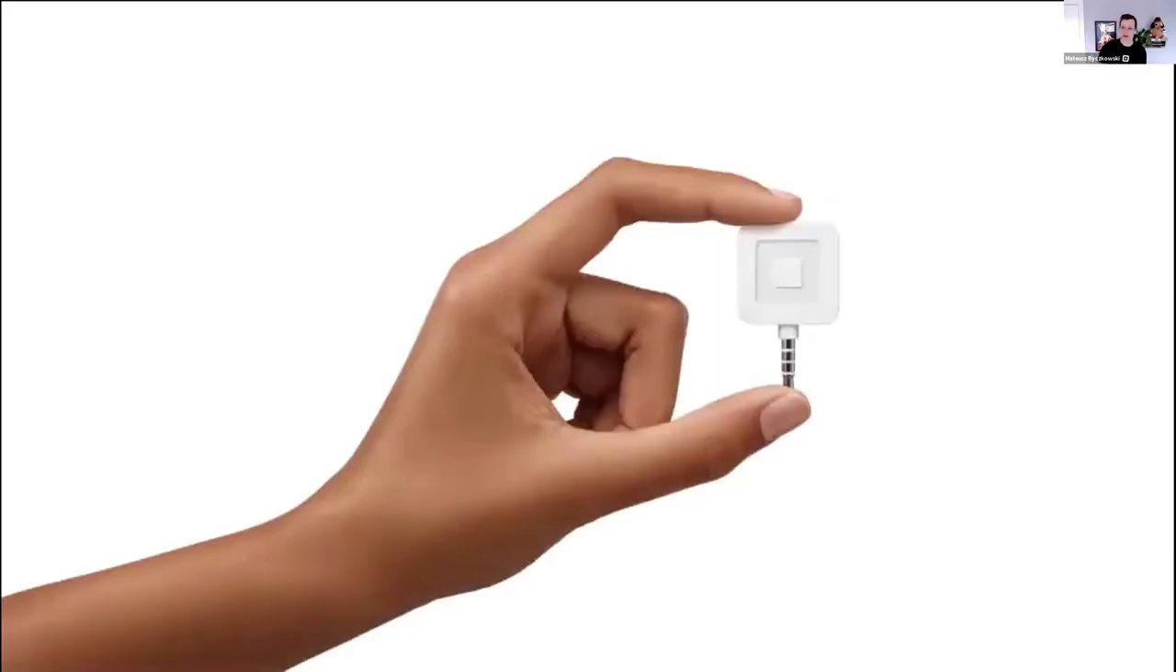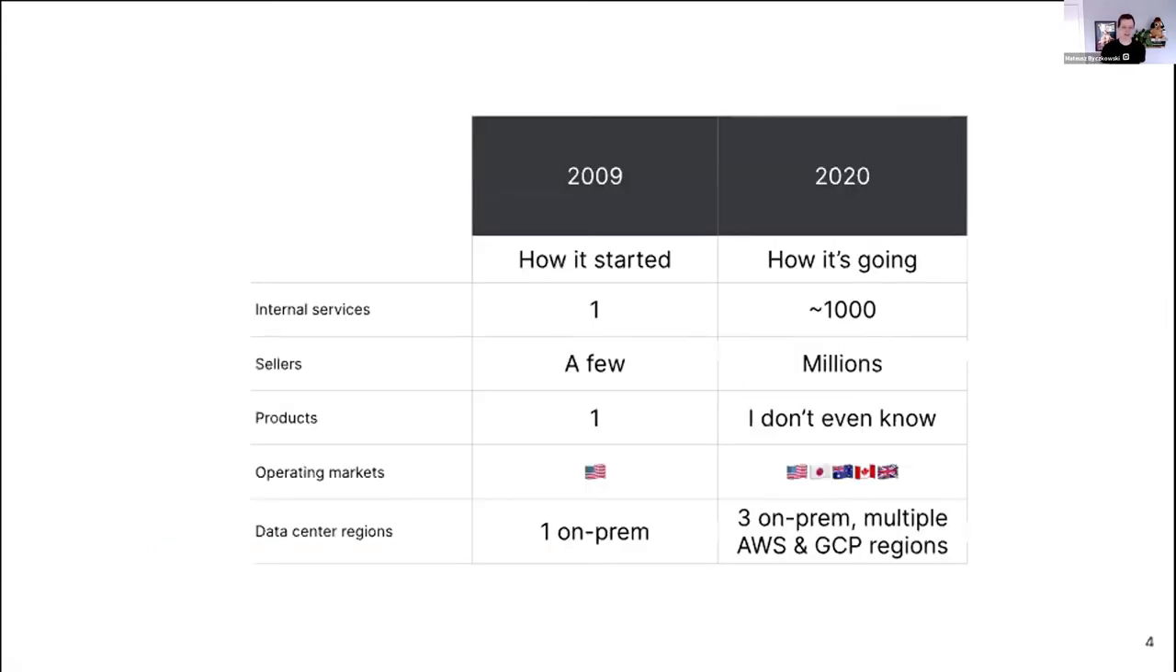So Square might not be well known outside of the US, but a lot of people recognize us as the little white reader for taking payments. But Square has seen a tremendous growth over the years. As many other companies, we started from a monolith, and these days we're getting close to 1,000 services running in production, in different regions around the world and so on.